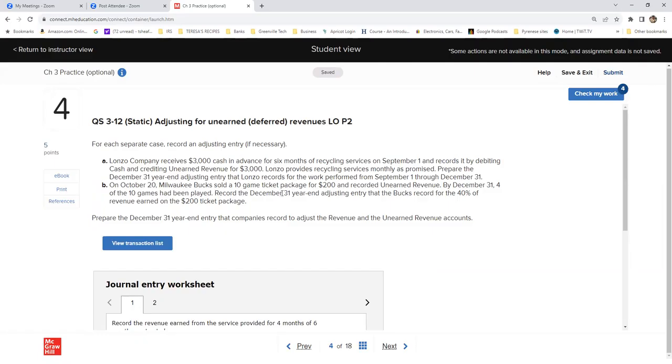Lonzo Company receives $3,000 in cash for 6 months of recycling services. So that's $500 a month. Yeah, 3,000 divided by 6. And let's see, they provide recycling services. Prepare the December 31st year-end entry. September through December, 4 months. Okay, 500 a month. So that's going to be $2,000 that we're going to have to adjust out.